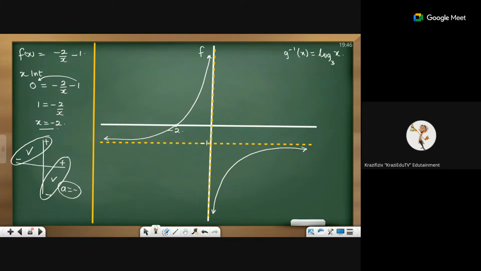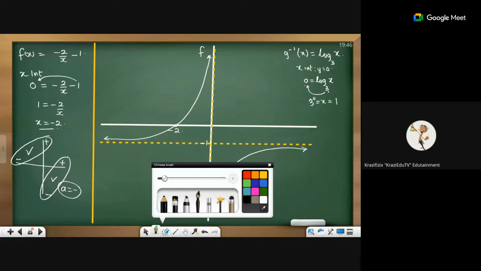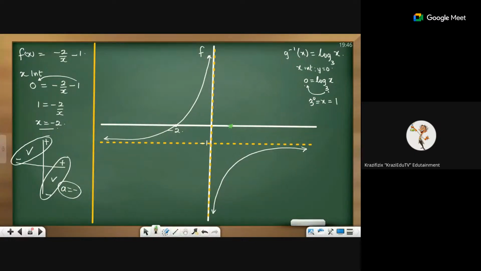What are we going to say? If I'm looking for the x-intercept, my y should be equal to what? Please watch this. 0 will be equal to log base 3 of x. How do you get rid of the log? That 3 comes here, and it's a base, right? When it comes here, it must remain a base. So what do you have? 3 to the power 0 equals x, which is equal to what? 1. X equals 1. Are you with me? All right.